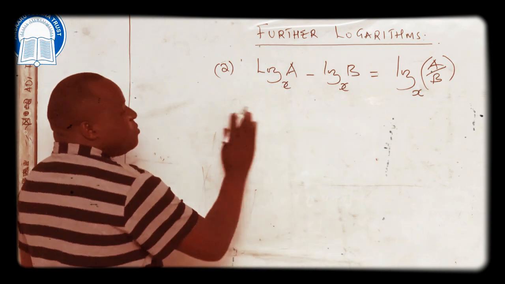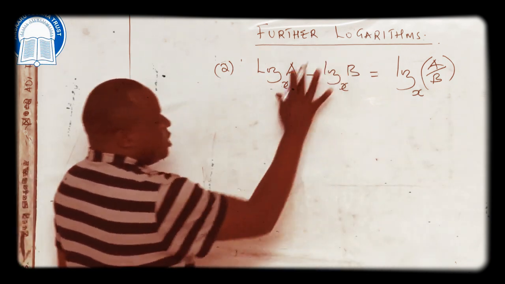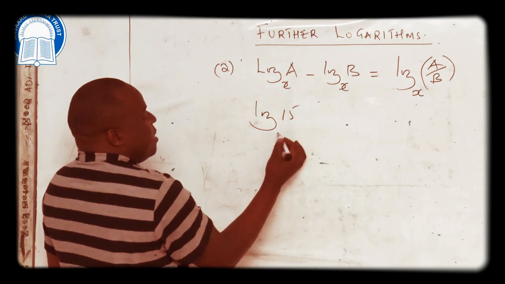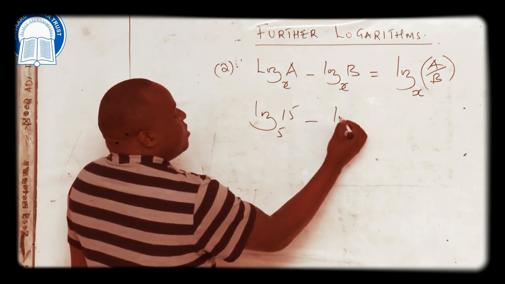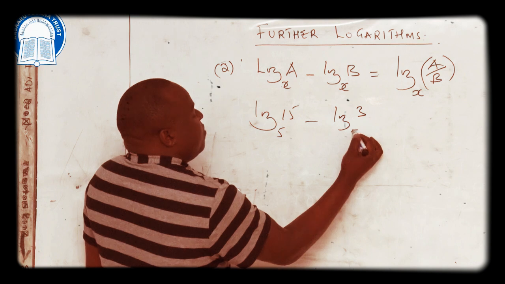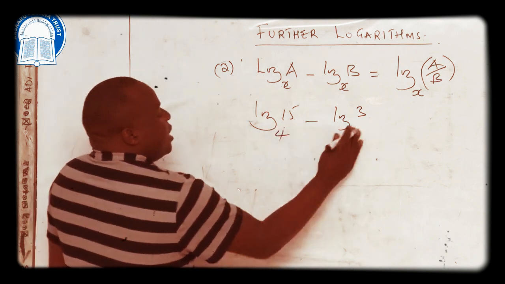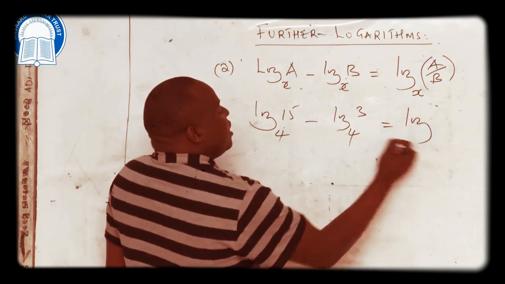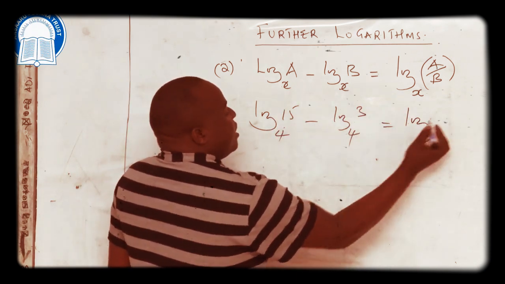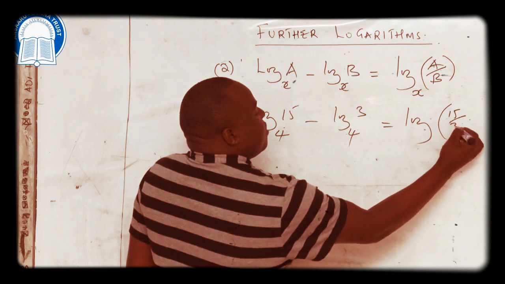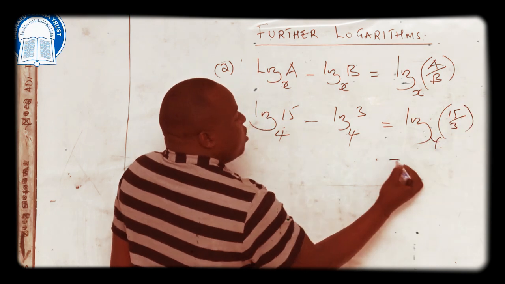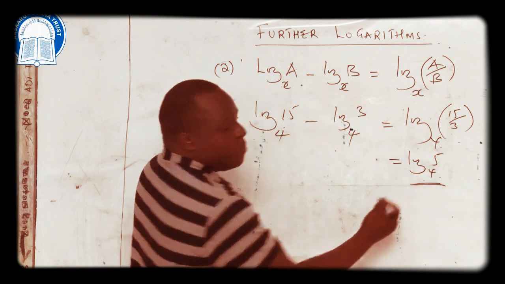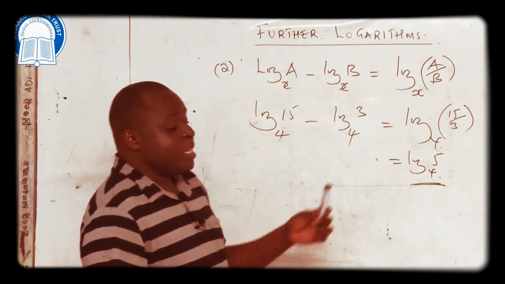In a simple question to explain this, if I had log 15 base 4 minus log 3 base 4, then the answer for this should be log of 15 divided by 3, base 4, which is actually the same as log 5 base 4. So that should be clear.